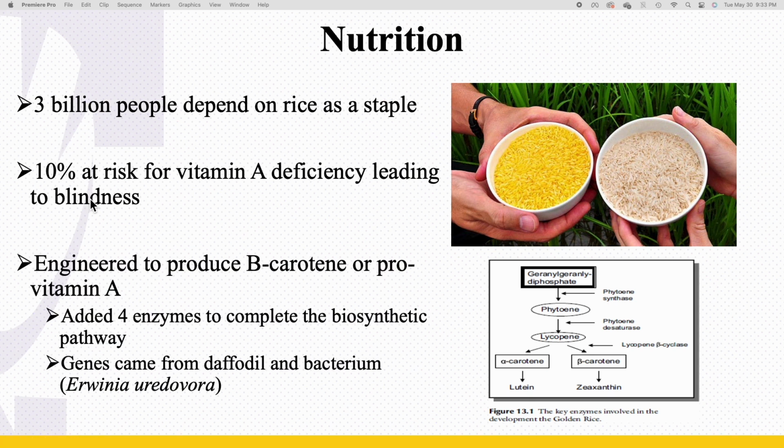So they got together and started doing plant breeding. They started doing some genetic modification. They took some genes from a daffodil and a bacterium, and they genetically modified this rice to now produce beta carotene, or provitamin A. These are the kinds of things we're thinking about with crop improvement. How do we get to a better end product that meets the nutritional demand of the population?